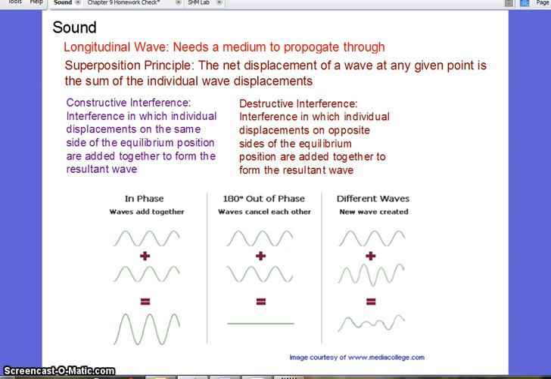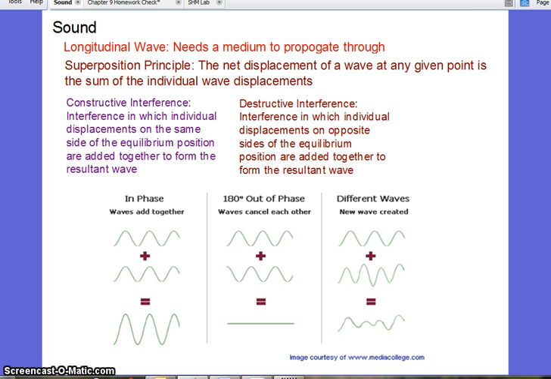This is interference in which individual displacements on opposite sides of the equilibrium position are added together to form the resultant wave. An example of this is noise-reducing headphones. They get a wave coming in, and then they flip it, they make it out of phase, and then send it back out to cancel out the incoming wave.